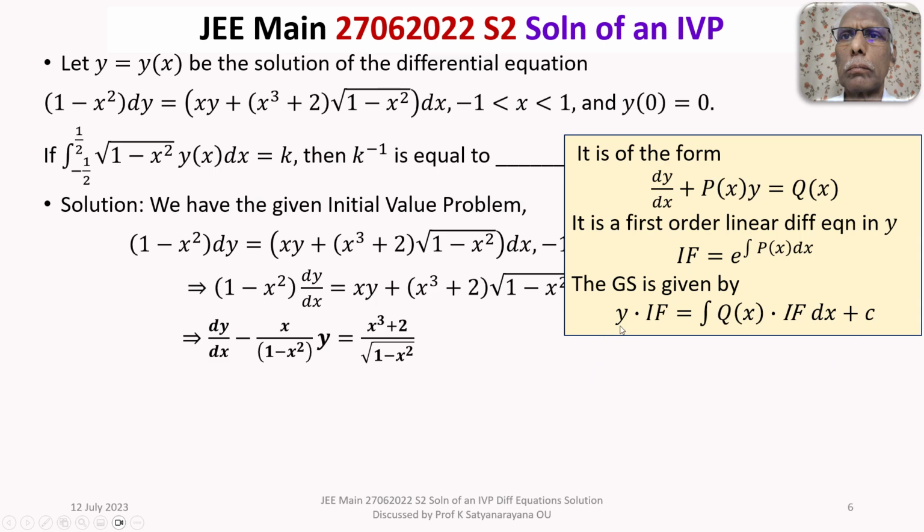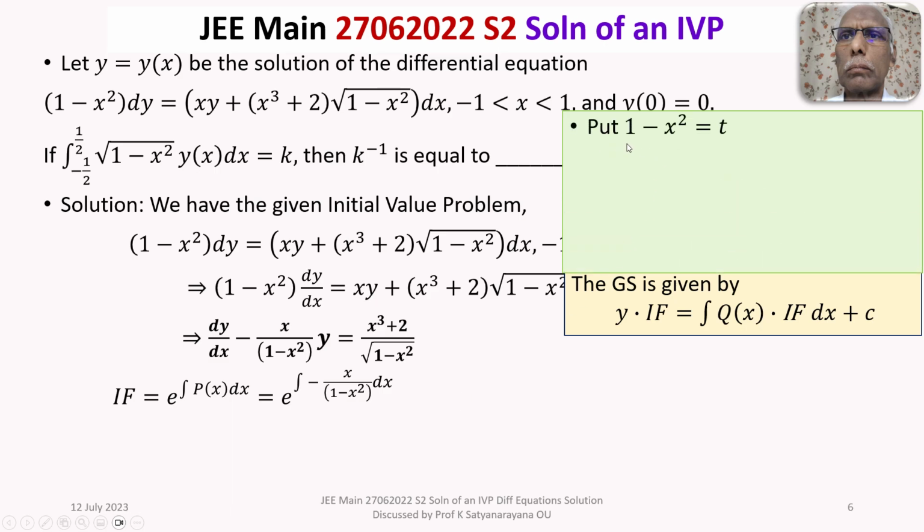So let's get into our question. In our question, p(x) is −x/(1 − x²), and q(x) is (x³ + 2)/√(1 − x²). Now the integrating factor is e to the power integral p(x) dx, which is e to the power integral of −x/(1 − x²) dx. So we will integrate this one.